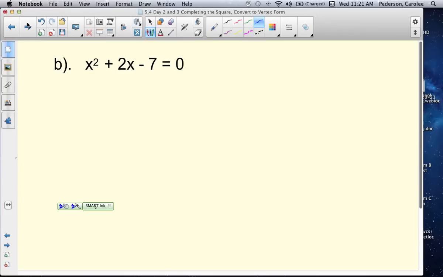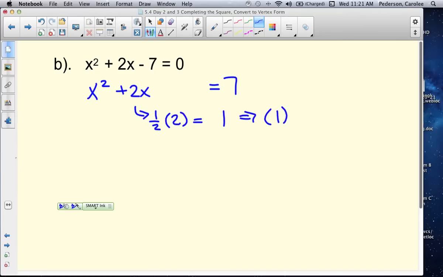Here's a second example. Now that you've seen one of them, this one you might just want to watch and not write down. So we first move that constant to the right. Then we're going to take half of this middle term. Half of 2 is 1. Then we're going to square it. 1 squared is 1. This is what we're going to add to both sides. So plus 1 and plus 1. Now we can factor the left side.